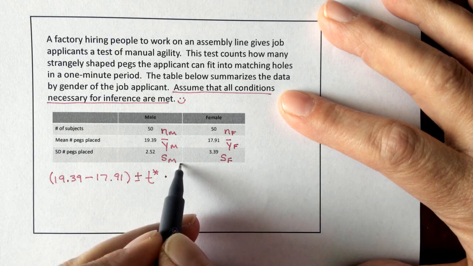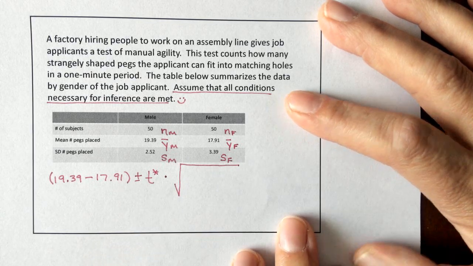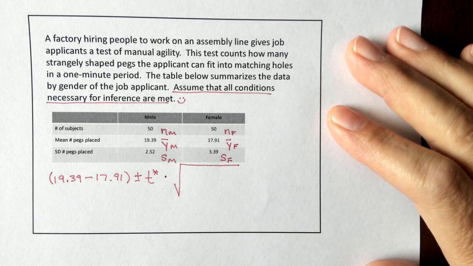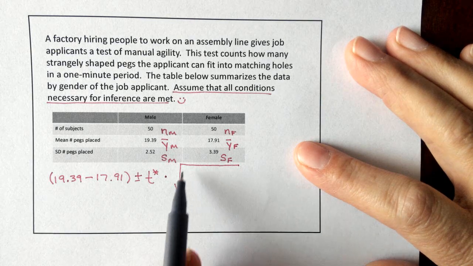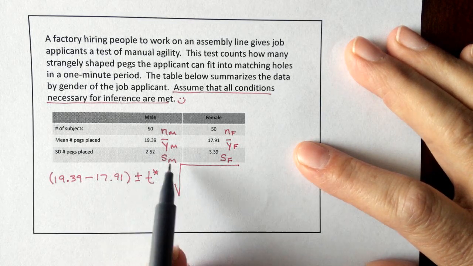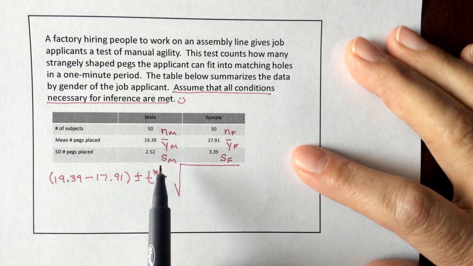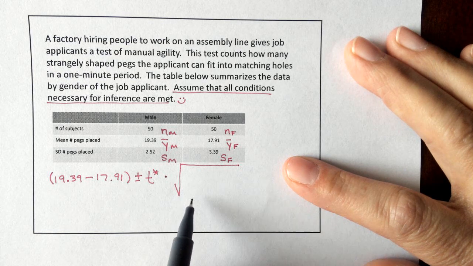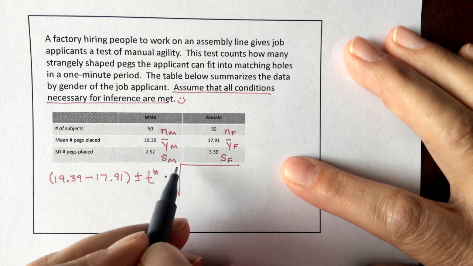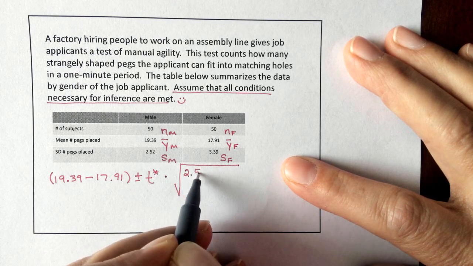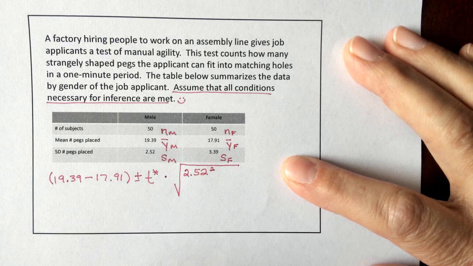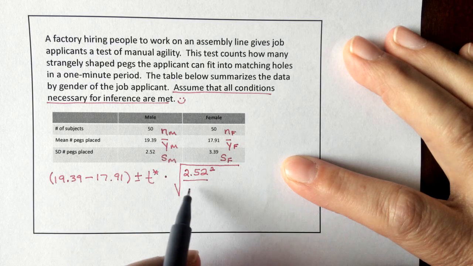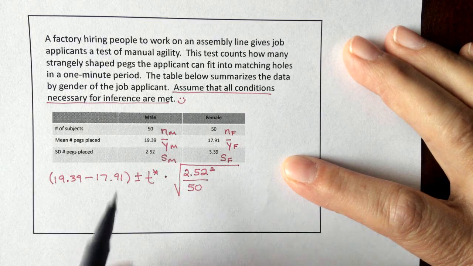I'm not going to pull my paper back down because it's just getting harder to look at. So we need the square root of, and then we do the first group, which is males. Now this is all about spread, so the only numbers I need here are my standard deviations and my sample sizes. The first fraction is S sub 1 squared over N sub 1. So 1 is the males: the standard deviation of the males, 2.52, squared, because I'm doing basically the Pythagorean theorem, over the sample size, 50.